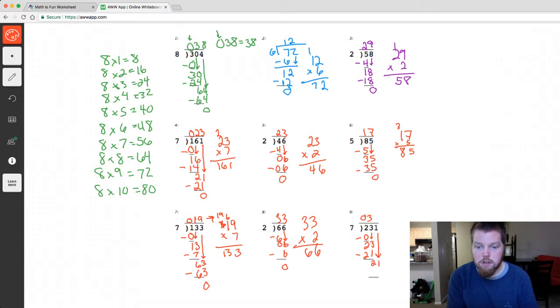How many times can 7 go into 21? 3 times. 3 times 7 is 21. Do our subtraction. 0 for a remainder. We're done. 0 33 is just 33. And then let's do our multiplication to check that we got the right answer. 33 times 7. 7 times 3 is 21. Carry the 2. 7 times 3 is 21. Plus 2 is 23.